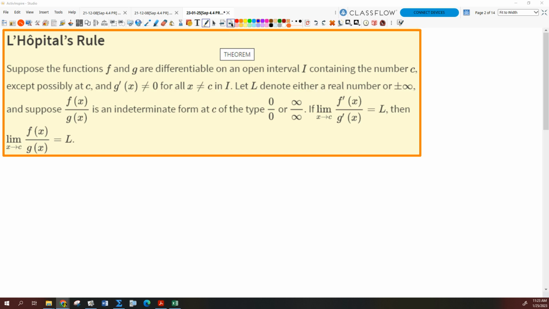So here's L'Hopital's rule. Suppose that functions f and g are differentiable. Now let's kind of break this down a little bit. Are differentiable on an open interval I containing the number c, except possibly at c. Okay, so what does that mean? The functions are differentiable.